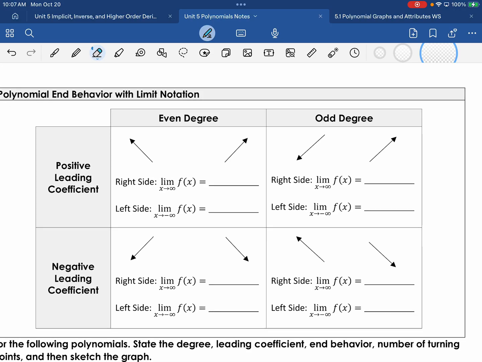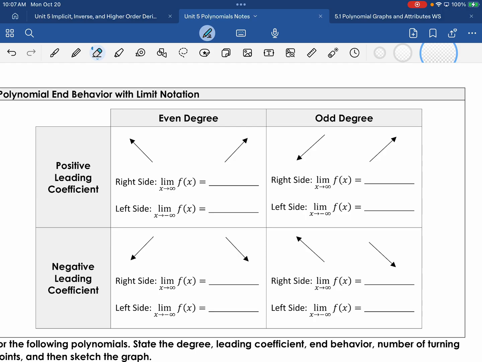All right, the next thing we're going to do is end behavior. Now, we've talked about end behavior before. The poster is still up there, but now we are going to write it with limit notation. When you're doing your test, your quiz, and your homework, if you don't write limit notation correctly, I am going to count off.